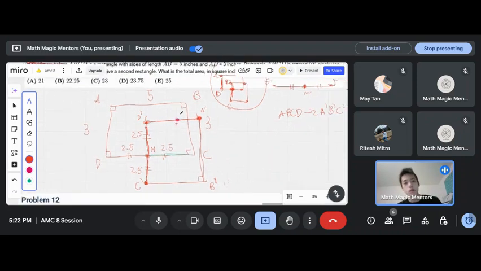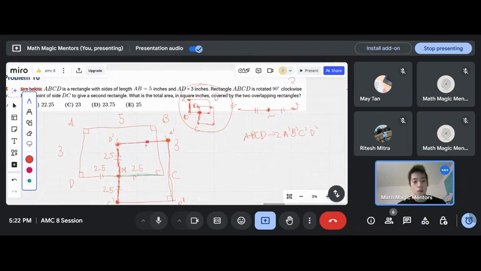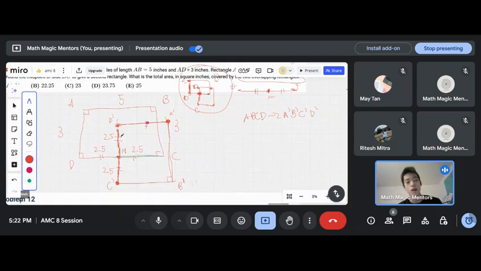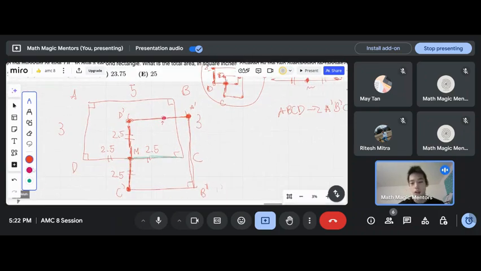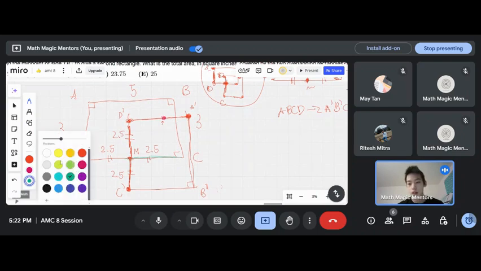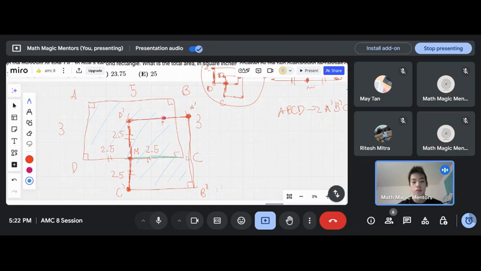Now what do we do? What is it asking us? We want the area of the two overlapping. What's the total area covered by the two overlapping rectangles? And so the total area is going to look something like this, right? Whatever is covered by at least one of the two rectangles. And so, how do we calculate the area?